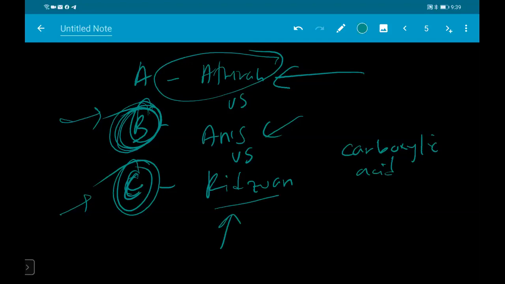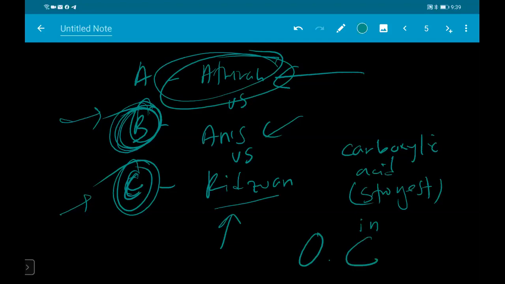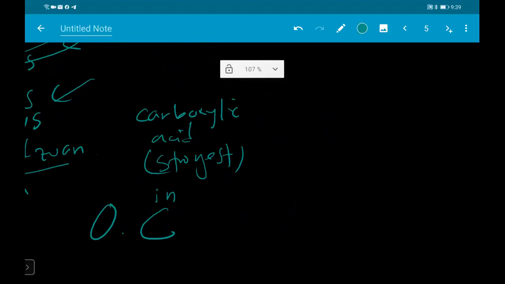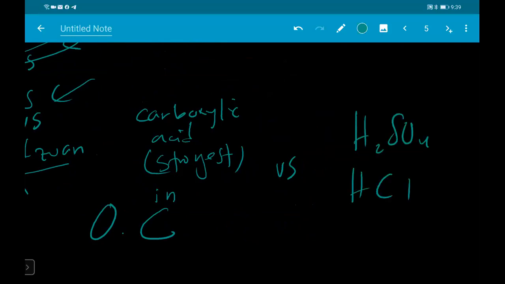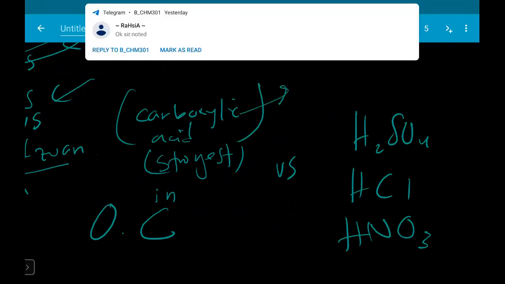Tapi bila pergi kat peringkat daerah, Atira adalah yang terbaik. The idea is just to mention that carboxylic acid, yes, we consider it the strongest acid in organic chemistry, right? However, if we compare it with sulfuric acid, hydrochloric acid, even nitric acid, this is still considered as weak.